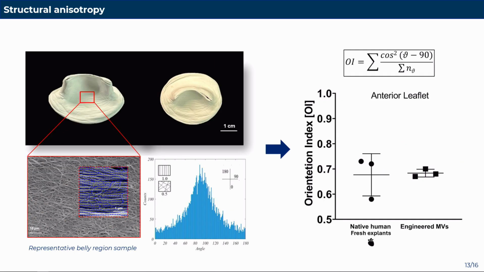After that, we moved towards the anisotropic characterization. In this regard, you can appreciate the structural anisotropy. We processed some SEM pictures, obtaining the orientation index value, and we compared this parameter with the one obtained from native human fresh samples from the native tissue characterization team. And I would like to let you know that the 0.5 value corresponds to a fully random isotropic tissue, while 1 corresponds to a fully anisotropic tissue.